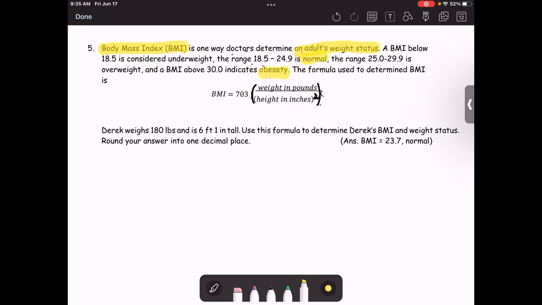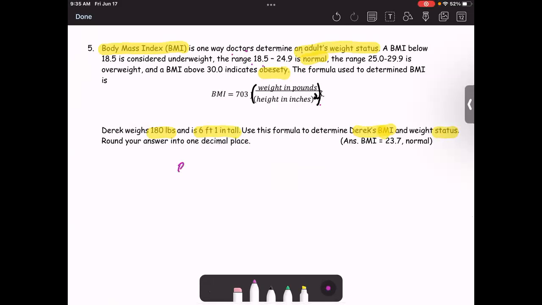The formula used to calculate the BMI is BMI equals 703 multiplied by the quotient of the weight in pounds and the power 2 of the height in inches. Derek weighs 180 pounds and he is 6 feet 1 inch tall. Use this formula to determine Derek's BMI and weight status. Round your answer to one decimal place.